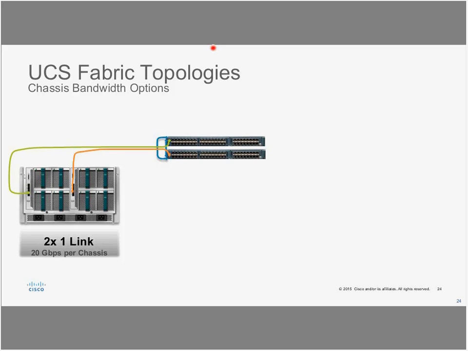All right, let's say you want to have 20 gig uplinks to your Fabric Interconnect. Okay, essentially you will have one link from I/O module A connecting to FI A, and then you also have one link from I/O module B connecting to FI B. Okay, that would essentially give you 20 gig per chassis.